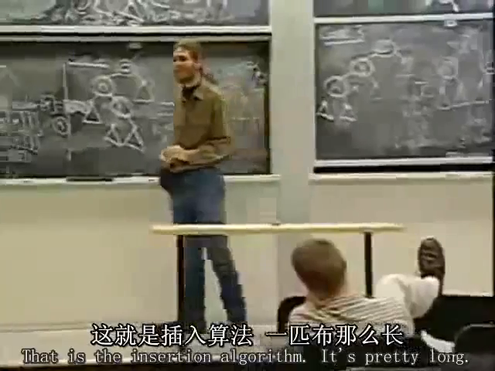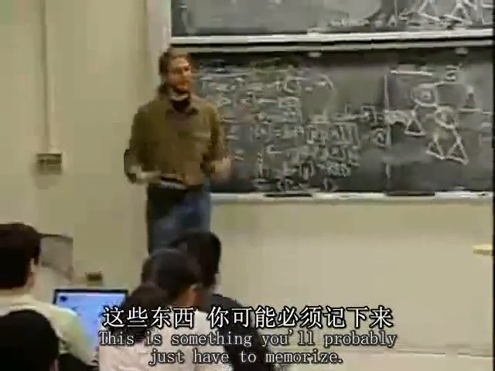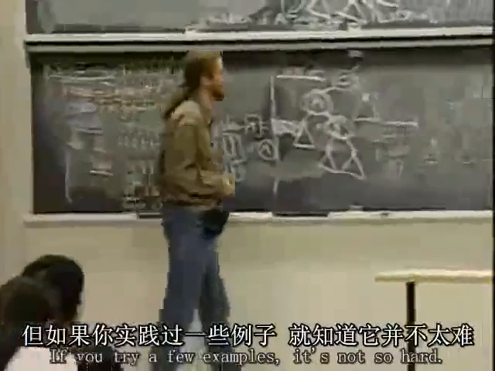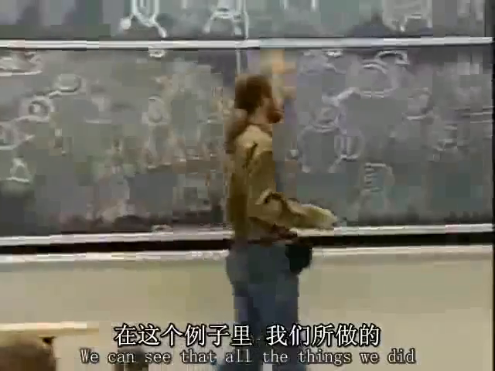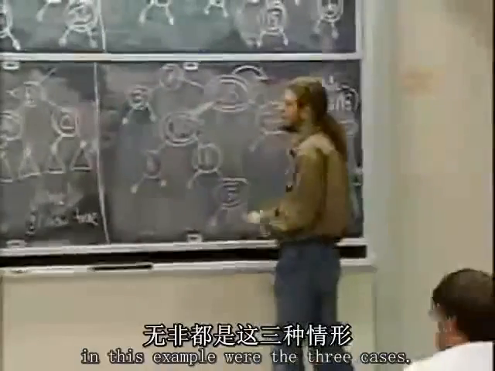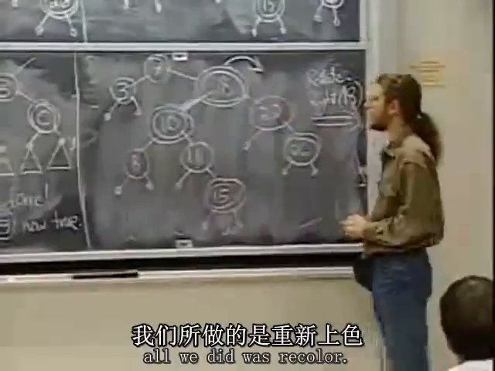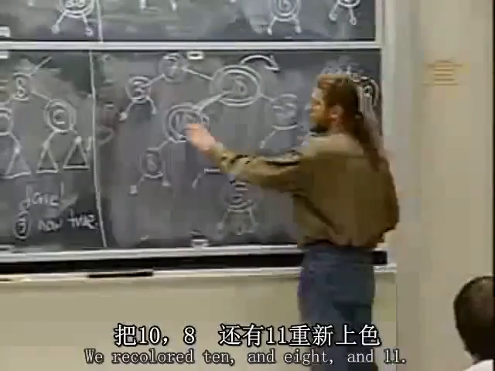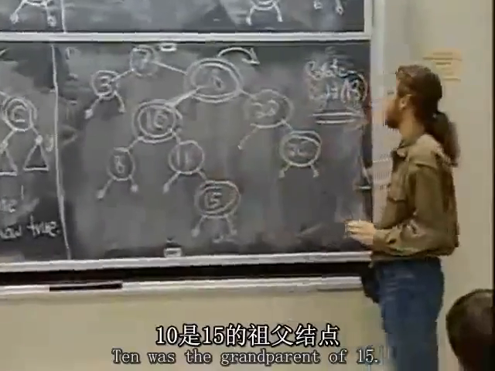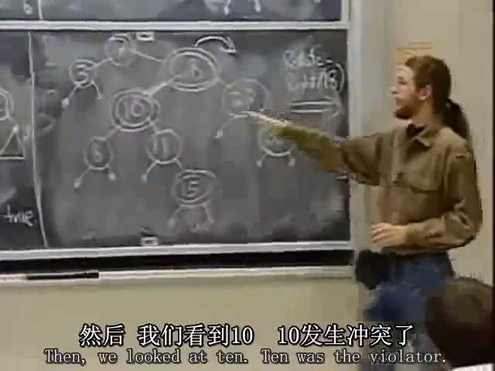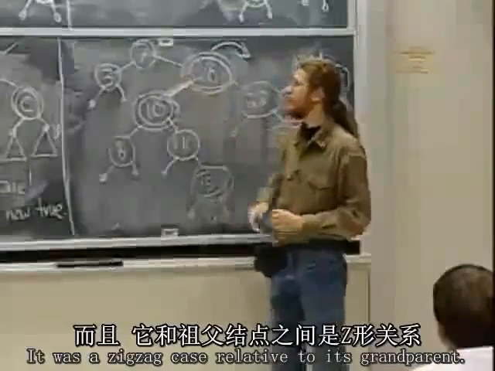It's pretty long. This is something you'll probably just have to memorize. You try a few examples, it's not so hard. We can see that all the things we did in this example were the 3 cases. The first step, which unfortunately I had to erase for space, all we did was recolor. We recolored 10 and 8 and 11. That was case 1. 10 was the grandparent of 15. Then we looked at 10. 10 was the violator. It was a zigzag case relative to its grandparent.